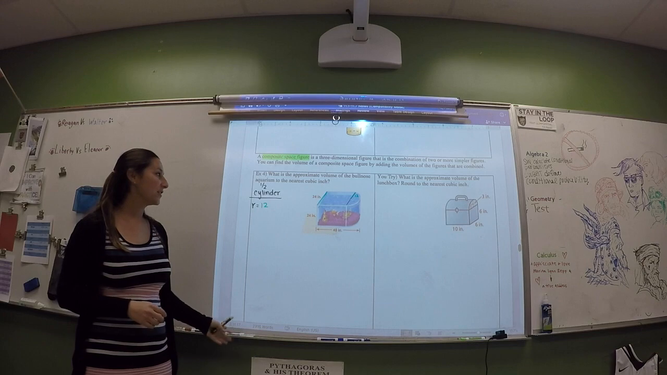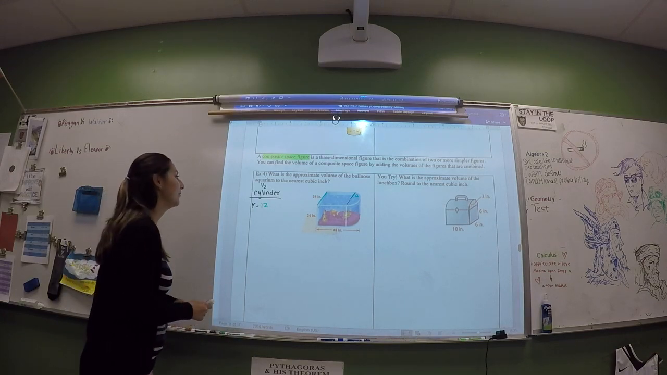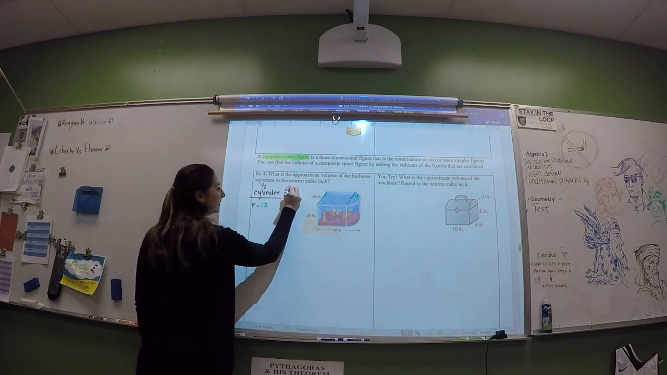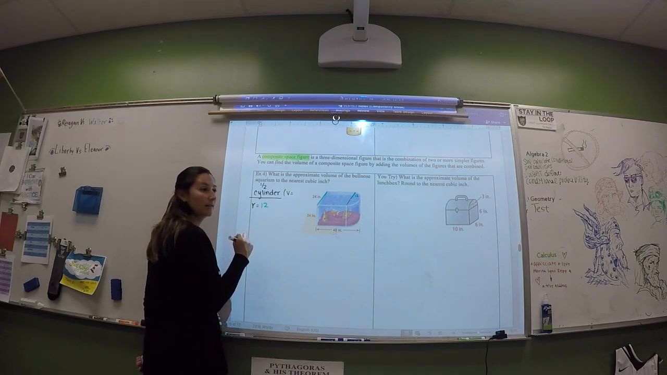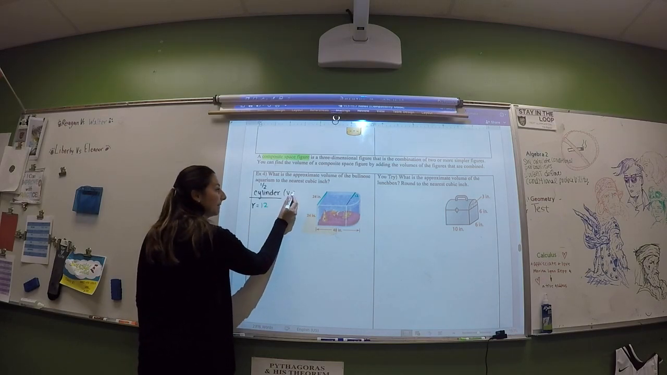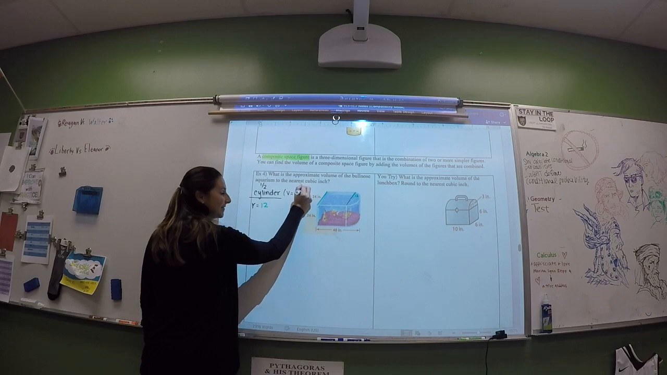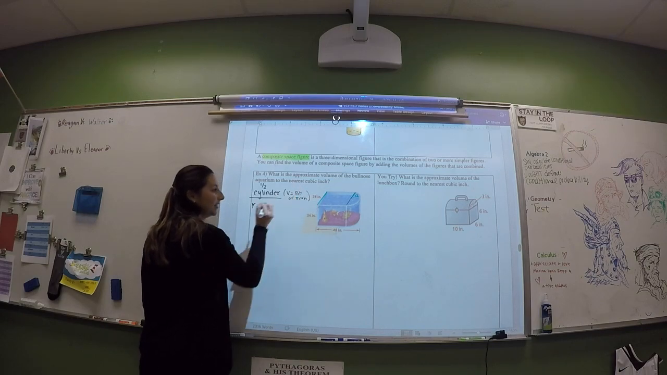So let's focus on the cylinder. What else do we need to find the volume of a cylinder? You also need height. How do you find the volume of a cylinder? It's the area of the base, which is pi r squared, times the height. Divided by 2. So we have that.